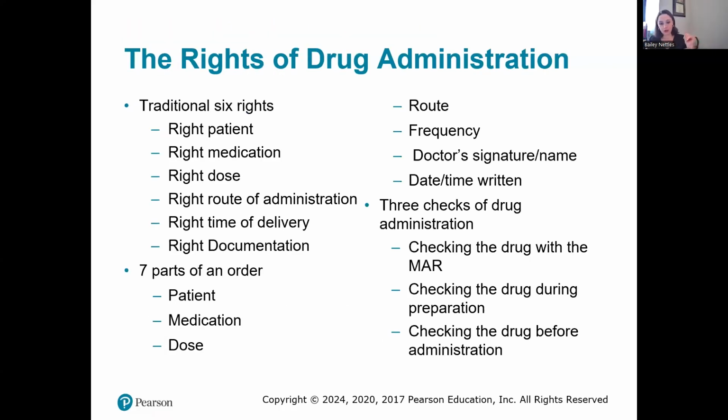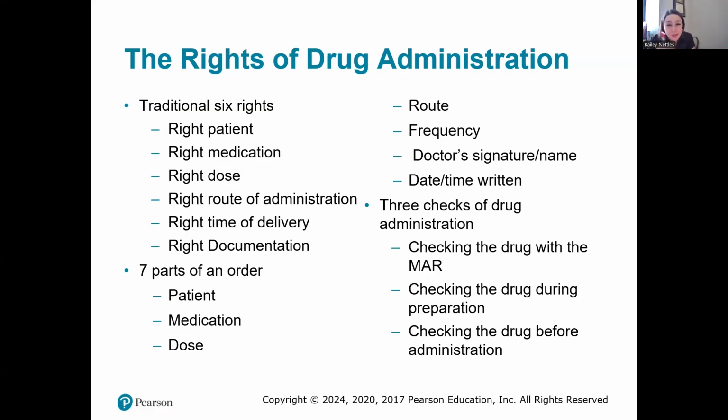All right. So the six rights: right patient, medication, dose, route, time, and documentation. Period. That's them. Know them. Know the 7 parts of the order. Know your triple check. So let's go over it. When you ask the patient, how do you know you have the right patient? Number one, you ask. But what do you ask? Do you say, hey, are you Mr. Smith? Hey, I've got some morphine for Mr. Smith. Are you Mr. Smith?